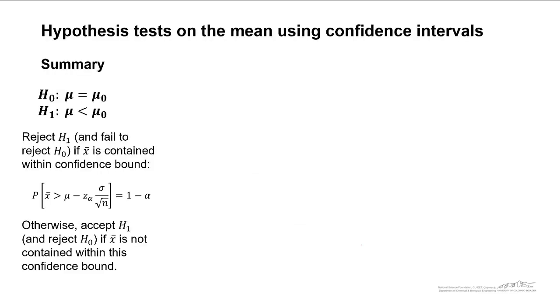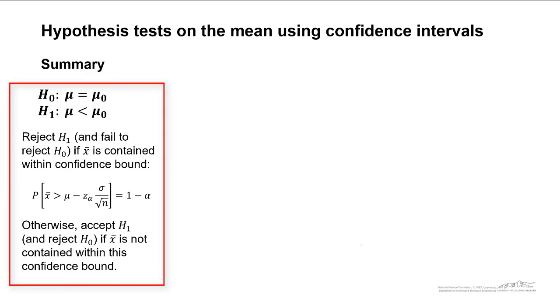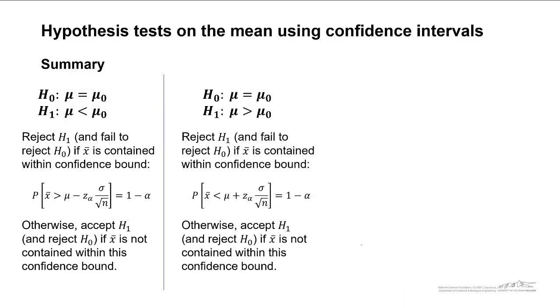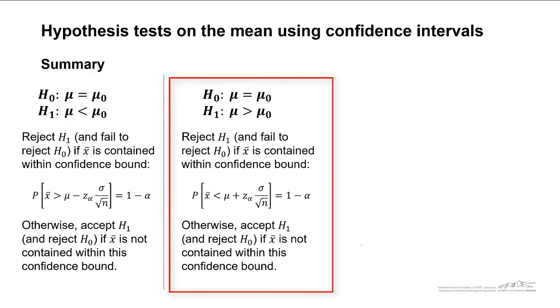In summary, if you are performing a lower tail test and you want to use confidence intervals, you can calculate a confidence bound using this equation. You reject the alternate if x bar is contained within the confidence bound. Otherwise, you can accept the alternate hypothesis. For an upper tailed test, you can reject the alternate if the sample average is contained within this confidence bound, x bar less than mu plus z alpha times sigma over root n. Otherwise, you can accept the alternate and reject the null.